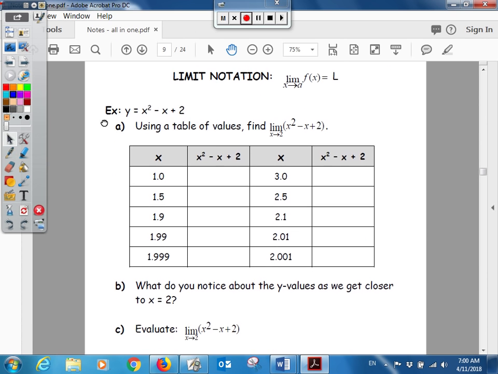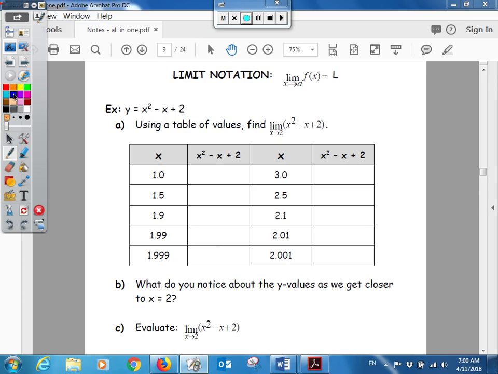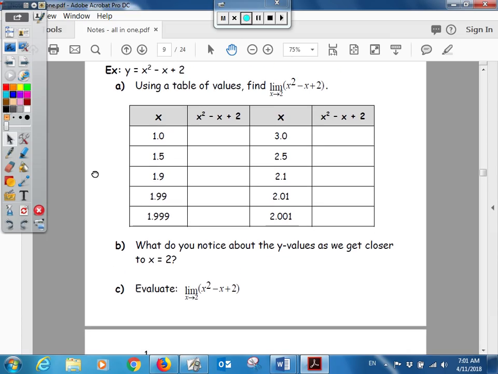Okay, so this is our limit notation right here. It's read, the limit of f of x as x approaches a is equal to L. L stands for limit. We use a capital L to reference a limit. We read this as the limit of f of x as x approaches a, or you might say the limit as x approaches a of f of x. Either one is okay. Our first examples deal with using a table of values to estimate the y value that the function is approaching.